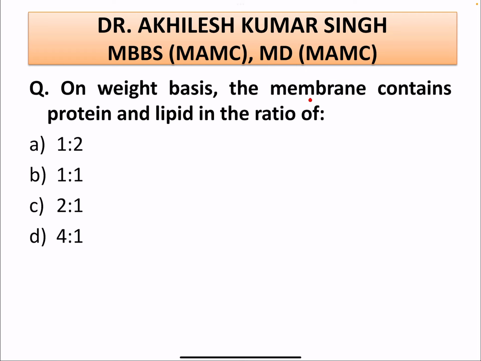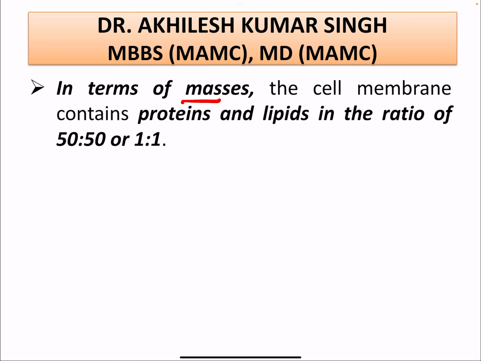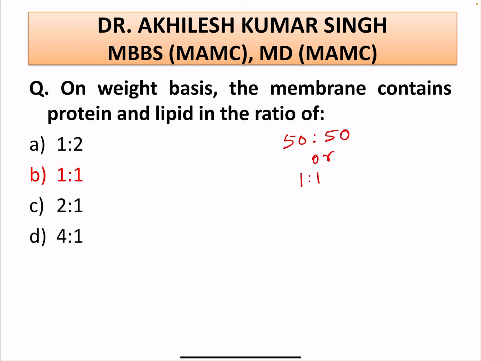So on a weight basis, the membrane contains protein and lipid in the ratio of, as I told you, in terms of the masses, the cell membrane contains protein and lipid compounds in equal ratio, that is 1:1. So protein compounds and lipid compounds, in terms of dry masses, are in equal ratio, 1:1 or 50:50. So our answer will be 1:1, or you can say 50-50. So the answer here is B, 1:1.